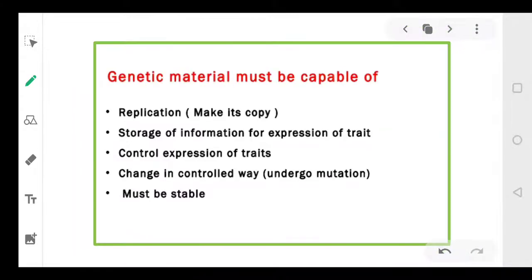Initially, the genetic material should be able to replicate itself. Replicate means it should be able to produce a copy of itself. Second, it should be able to store the information that is needed for the transmission of a particular character. It should be able to control the traits, and it should be able to undergo changes that may be due to mutations or the environment, and it should be a stable one. So anything which acts as a genetic material should have these 5 characteristics.